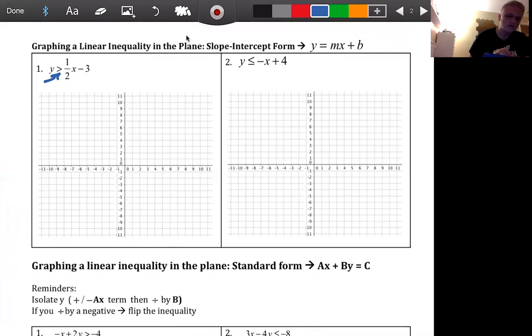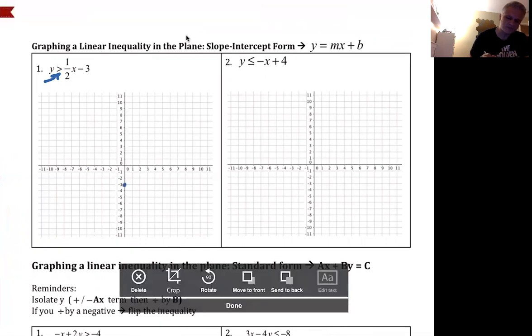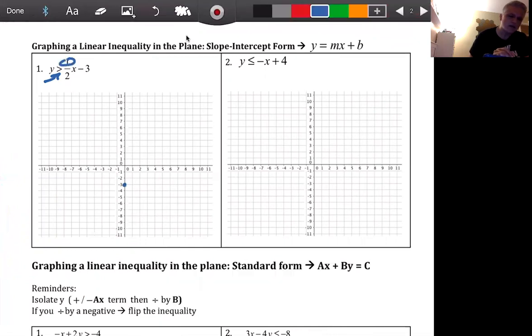Well, especially if it's mx plus b form, I'm going to start at the -3. That's the b, that's the y-intercept. Now I'm going to rise 1 and run 2. So I start at that y-intercept of -3. I rise 1, run 2. Rise 1, run 2. I'll keep going. All you need is a couple of dots.